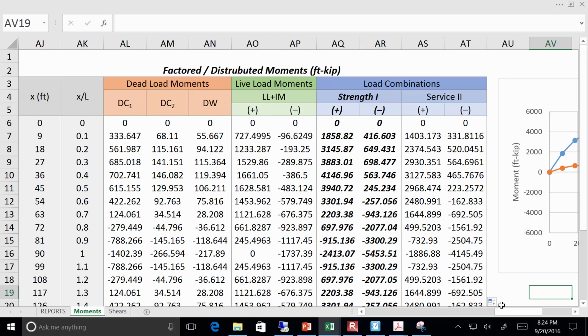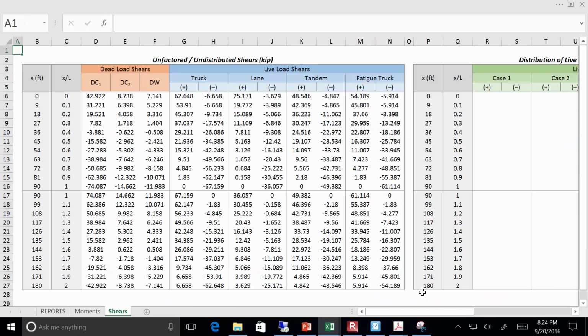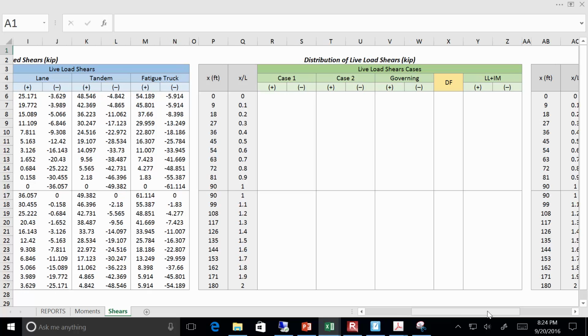Sound good? All right. We can do something very similar with shear. The shears are actually a lot less going on. See, if you go to the shear tab, if I go to the distribution, there's no case 3 and case 4. Why is there no case 3 and case 4? Remember, case 3 and case 4 were for negative bending regions, right?